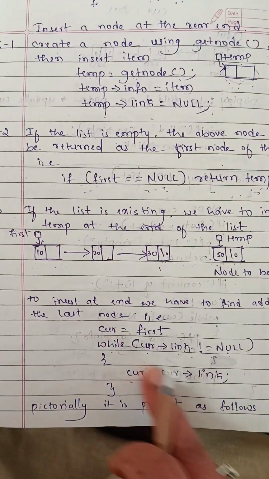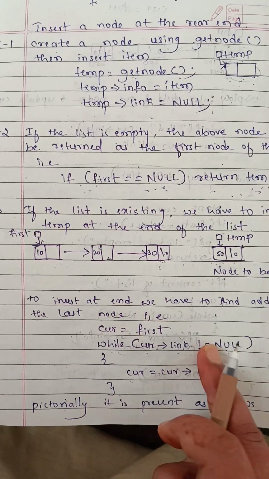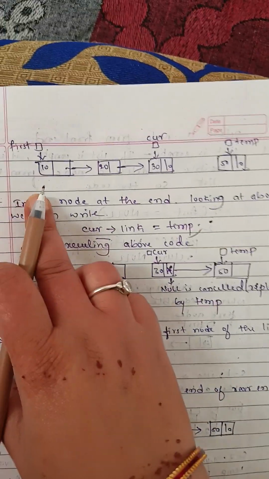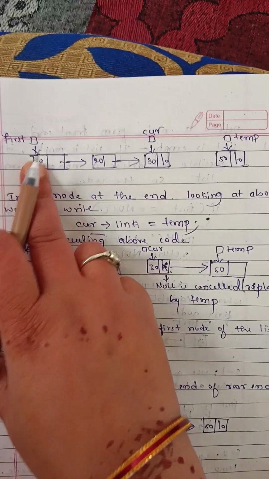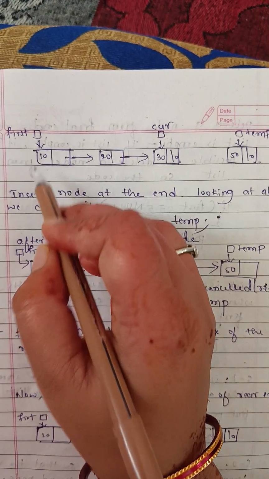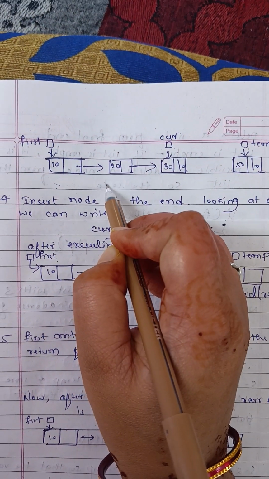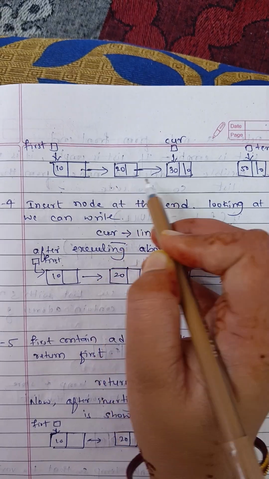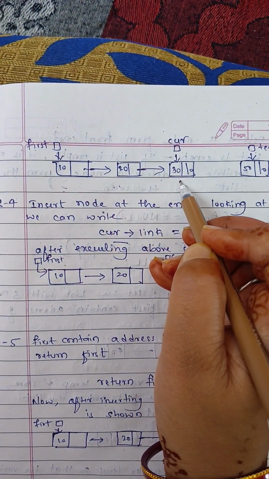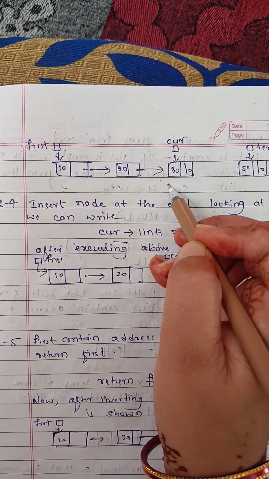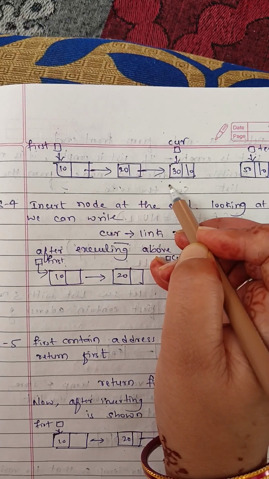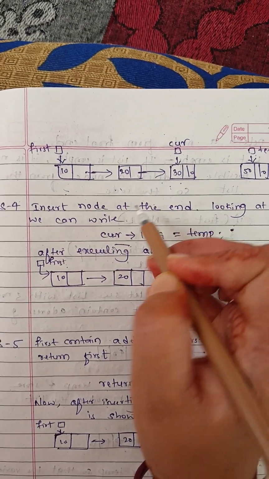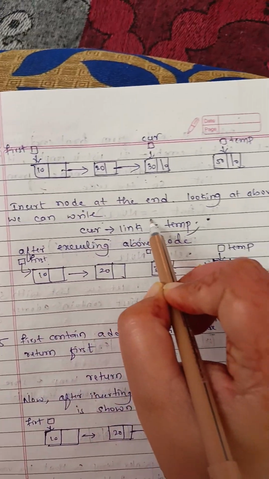See, after executing this code, pictorially, how your linked list looks like this. First, this becomes the current. Next, current of link: while current of link is not equal to null, it will move to here. Once it comes to the last node, the current of link is equal to null. Then what do we have to do? Insert a node at the end.